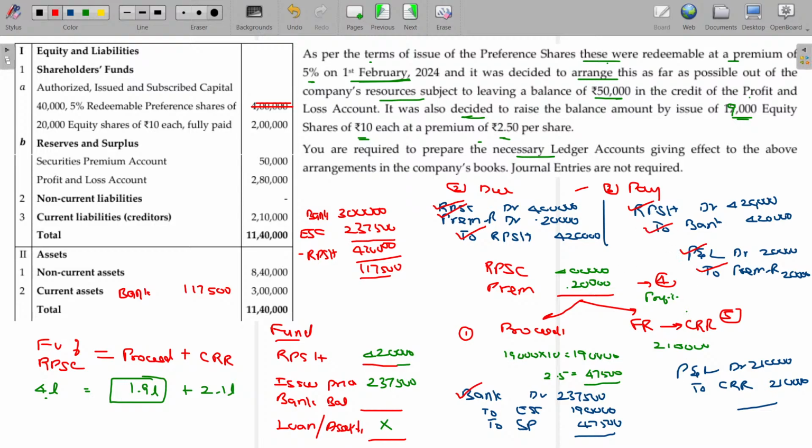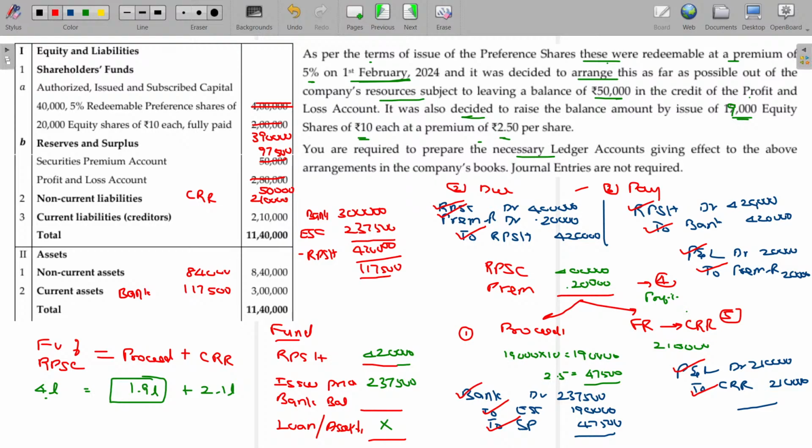P&L account debit, total debit value being 2,30,000. Already we have 2,80,000. By debiting 2,30,000, now we will have only 50,000 rupees. And equity share capital rises by 1,90,000. Already we have 2 lakhs, 1,90,000 is added, so 3 lakhs 90,000. Securities premium already we have 50,000, now another 47,500, so it becomes 97,500. Hope I have ticked all. So CRR, a new reserve comes, which is around 2,10,000 rupees.